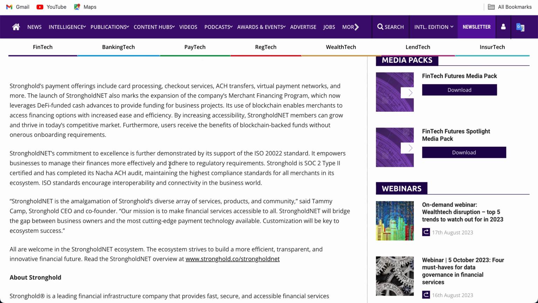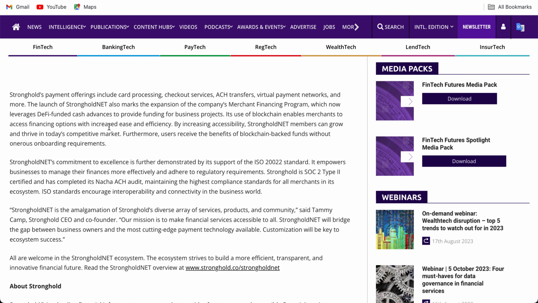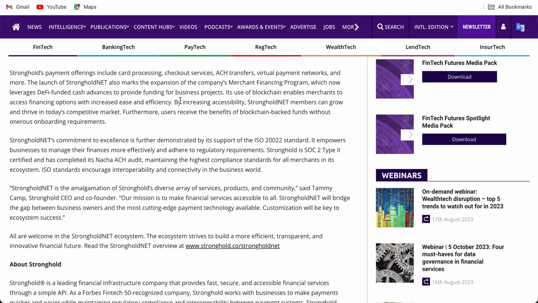Furthermore, what is Strongholdnet? The launch of Strongholdnet also marks the expansion of the company's merchant financing program, which now leverages the 500 cash advances to provide funding for business projects. Its use of blockchain enables merchants to access financing options with increased ease and efficiency. By increasing accessibility, Strongholdnet members can grow and thrive in today's competitive markets. It is basically the payments wing of SHX, Strongholdnet.